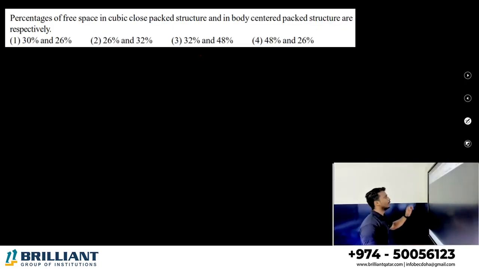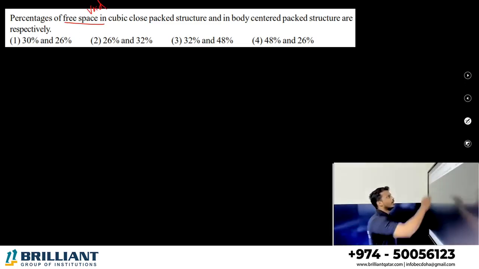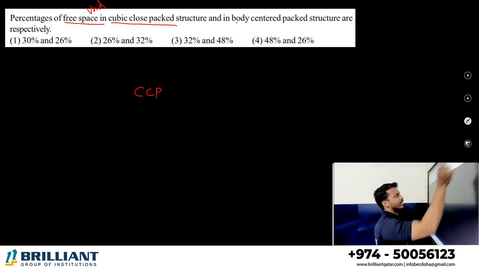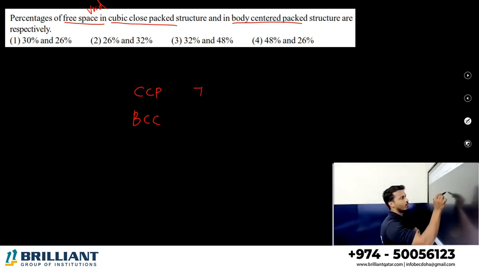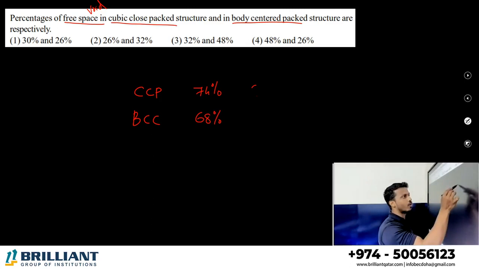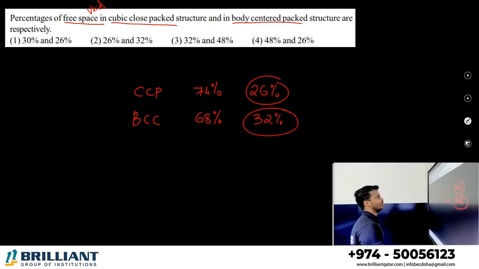Next, what is the percentage of free space? They are asking you the void in CCP and BCC. Here, what is the packing efficiency in CCP, FCC or HCP? 74%. In BCC, 68%. So what is the free space? 100 minus 74, 26%. 100 minus 68, 32%. So answer is 26 and 32. Option 2.